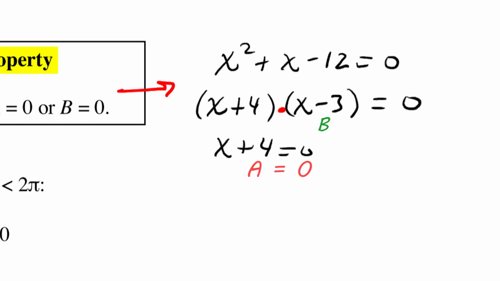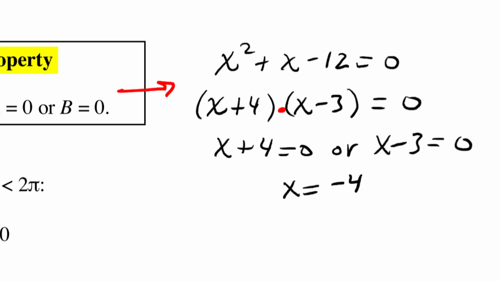What we do is we set each factor equal to 0. X plus 4 equals 0, or x minus 3 equals 0. In this way, x is equal to negative 4, or x equals 3, and we can write those together as x equals negative 4, comma 3.